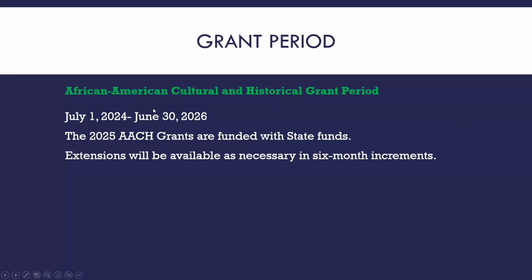And that's important because you won't have those federal regulations, and you won't have the time restriction that those federal grants have. So that's a good thing. After June 30th, 2026, we are able to provide extensions as necessary in 6-month increments. And I'll talk a little bit about how you will ask for an extension later on in the slideshow.